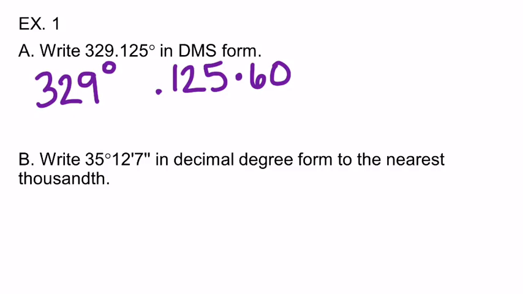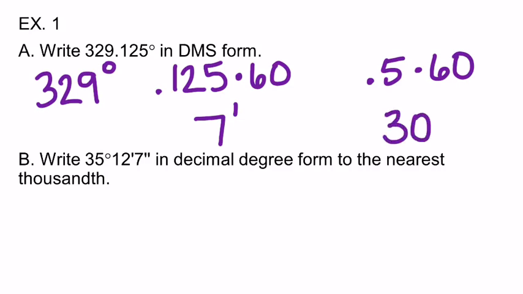Well, I take that whole number, 7, and that's going to be my number of minutes. Okay, and then the decimal that we had was 0.5, so again I'm going to take the decimal amount and multiply times 60, and that's going to give me the number of seconds, which will be 30 seconds. So for this angle, 329.125 degrees is the same as 329 degrees, 7 minutes, and 30 seconds.